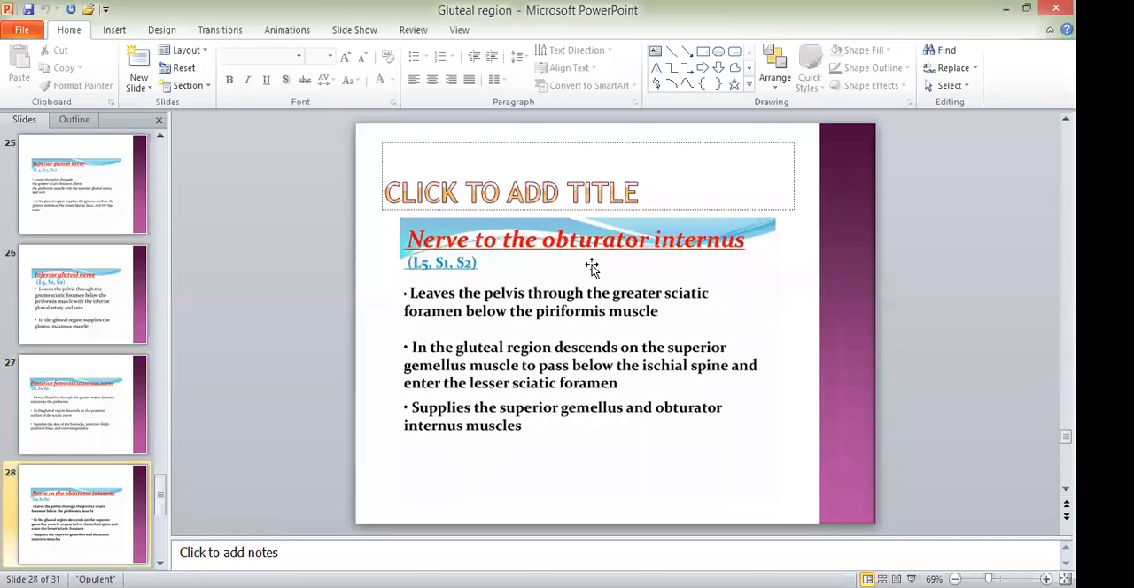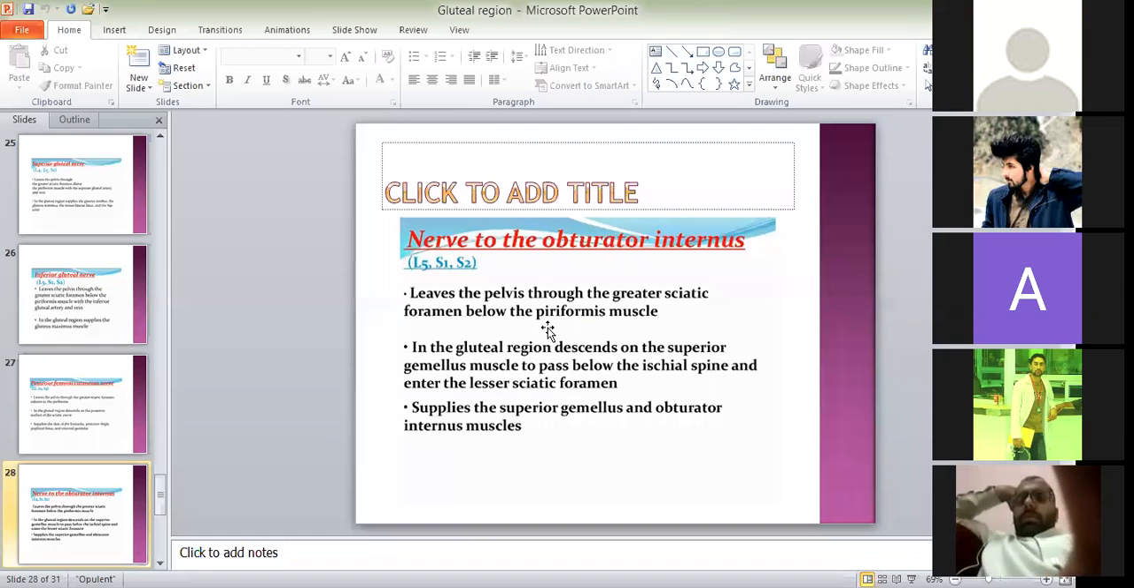ठीक है, nerve to obturator internus, it leaves the pelvis through the greater sciatic foramen below the piriformis muscle. यहाँ पर आप लोग एक point note करें कि mostly जो nerves हैं, वो हमारे साथ greater sciatic foramen में आते हैं और ये piriformis muscle के below जाते हैं, ठीक है? In the gluteal region, it descends on the superior gemellus muscle to pass below the ischial spine and enter the lesser sciatic foramen. Okay, it supplies the superior gemellus and obturator internus muscle.